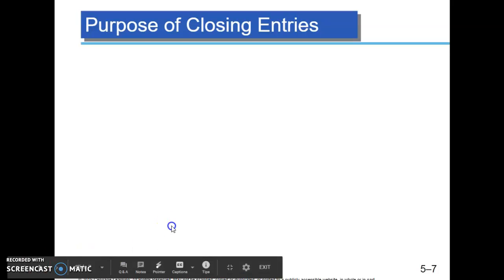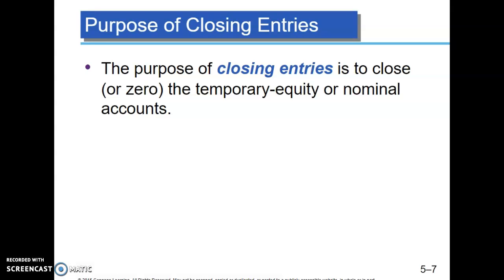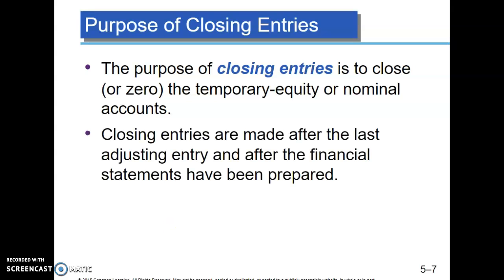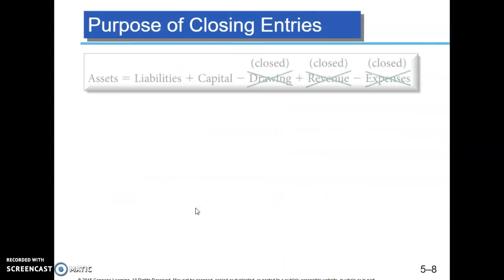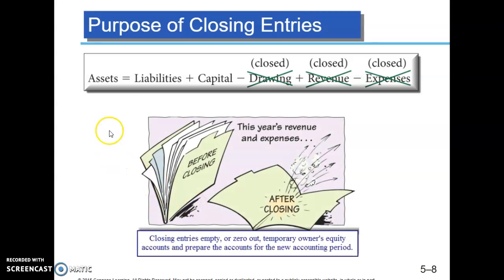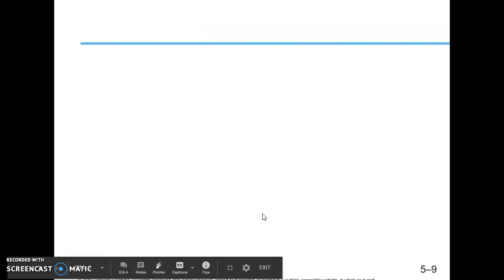So closing entries. Okay, so the purpose of closing entries is to close or zero out the temporary equity or nominal accounts. Okay, so they're made after the last adjusting entry and after the financial statements have been prepared. Okay, so what it does is it updates the owner's capital account. So here is kind of an example of what it looks like. Our drawing closes, our revenue closes, and our expenses close. And there is a process for this. So we basically are just zeroing out temporary owner's equity accounts. That's going to allow us then to start a new accounting period.